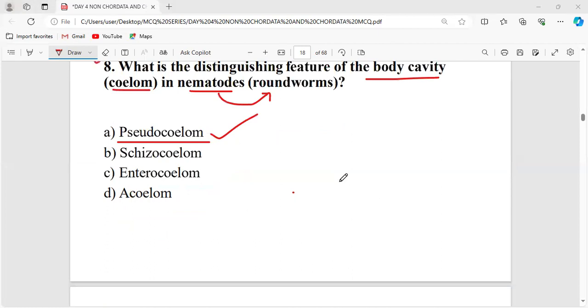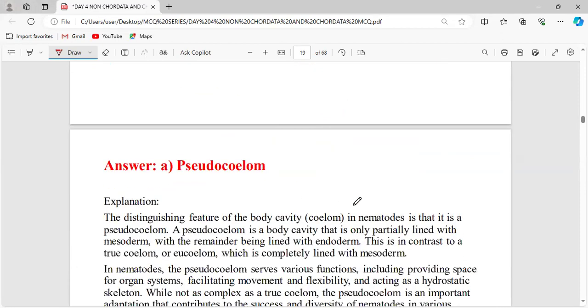I hope you know the difference between schizocoelom and enterocoelomate, right? A body cavity arising by splitting of the mesoderm is said to be a schizocoelom, and if it has arisen from the gut, then we call it the enterocoelom.